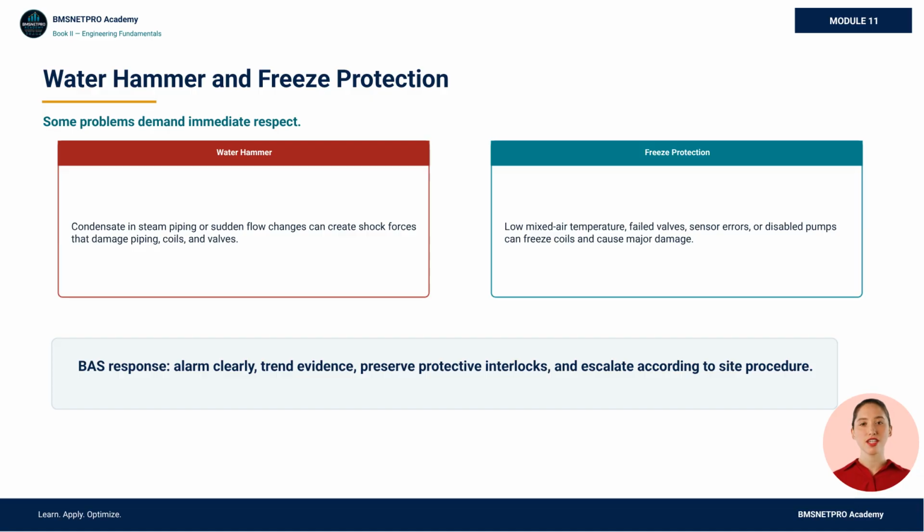Water hammer is not a nuisance. It can damage equipment and piping. In steam systems, condensate can collect and then be driven at high velocity. In hydronic and air handling systems, freeze risk can destroy coils and flood mechanical rooms. The BAS should not hide these conditions. It should provide clear alarms, reliable sensor placement, appropriate interlocks, trend evidence, and escalation according to site procedure. Operators should know which alarms are urgent and what action is required before damage occurs.